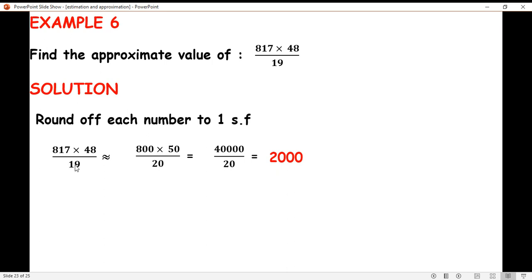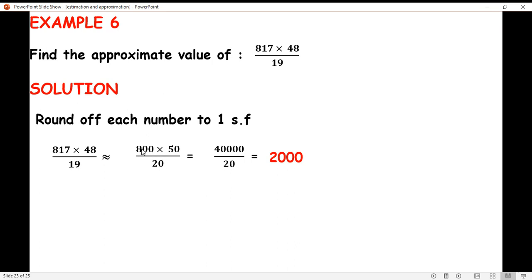Now, look at 19 here. The first significant figure is 1. That makes 1 the target digit. What are we going to do? You look at the digit to the right of the target digit, which is 9. 9 is up to 5, you round it up. You add 1 to the left. 1 plus 1 will give you 2, while this one will turn to 0, which will give us 20.